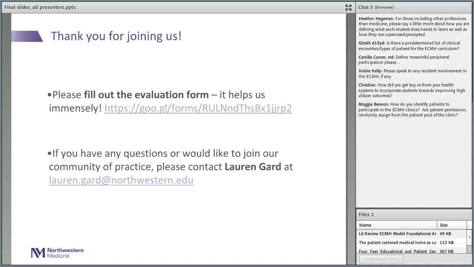In terms of how they're precepted, as Dan mentioned, we're planning the same model here at Miles Square where our M3, M4s are going to be paired with either an M1 or M2, and they're going to go in together. Right now I'm the only faculty, but I'll be here, and then we'll all go back in and see the patient together and form the plan together in terms of precepting.